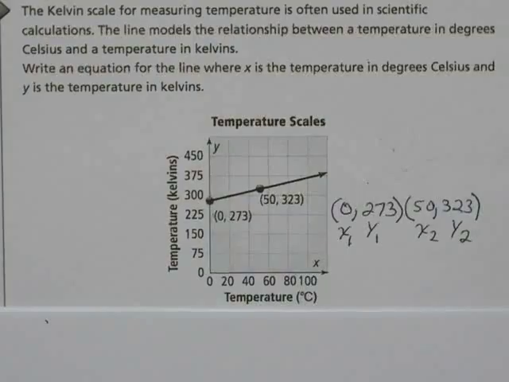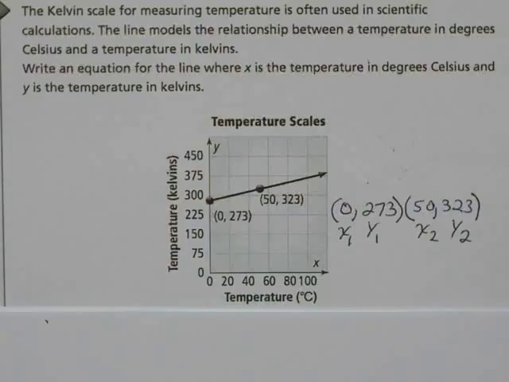In this video, we are going to find or write an equation for a given set of information. So let's start with the information we're given. The Kelvin scale for measuring temperature is often used in scientific calculations. The line models the relationship between a temperature in degrees Celsius and a temperature in kelvins. Write an equation for the line where x is the temperature in degrees Celsius and y is the temperature in kelvins.